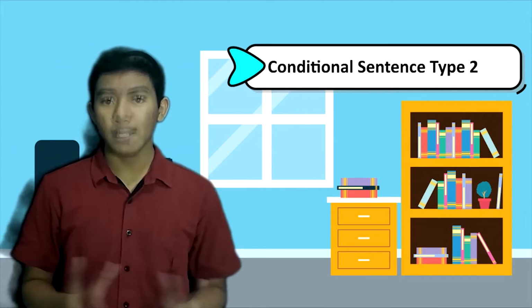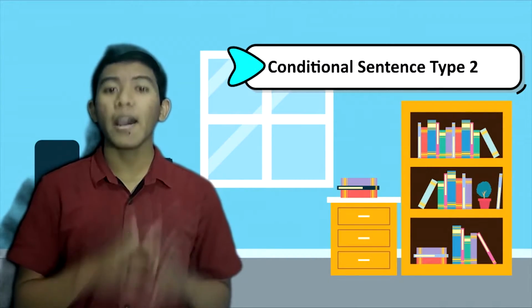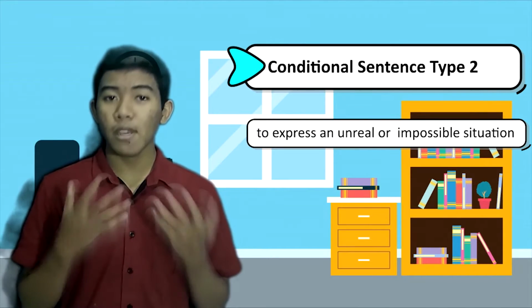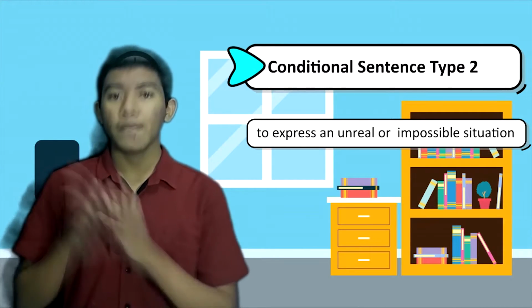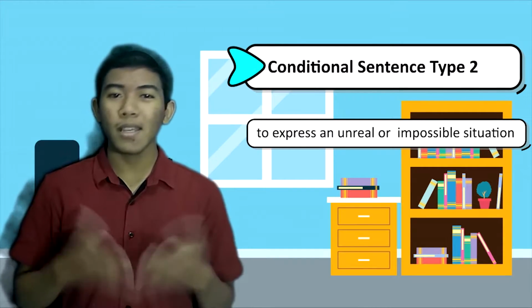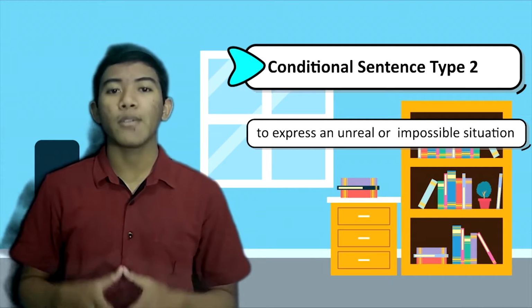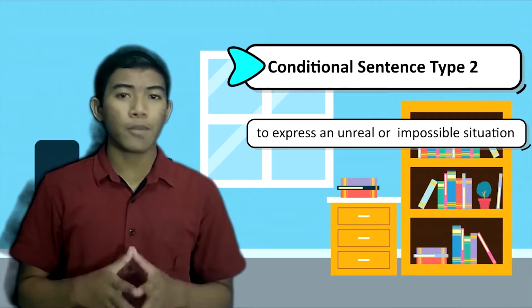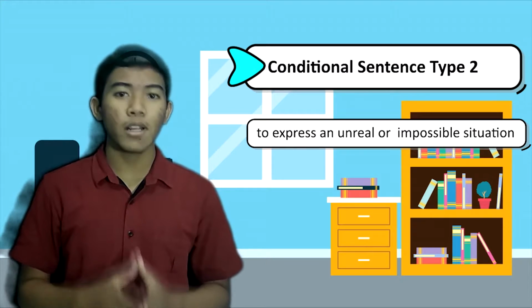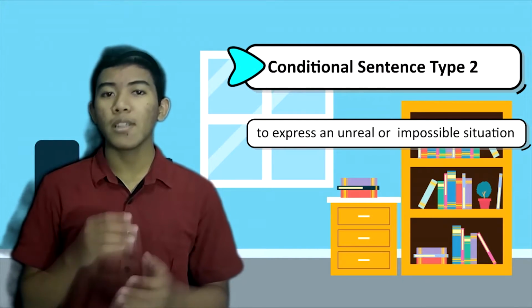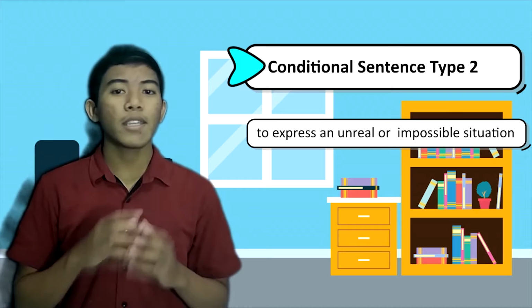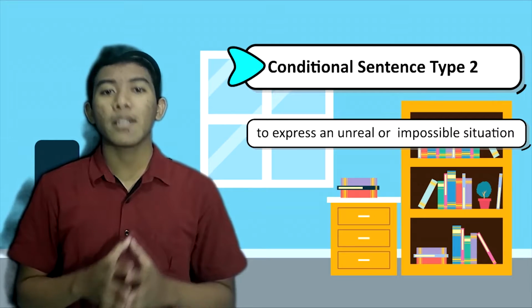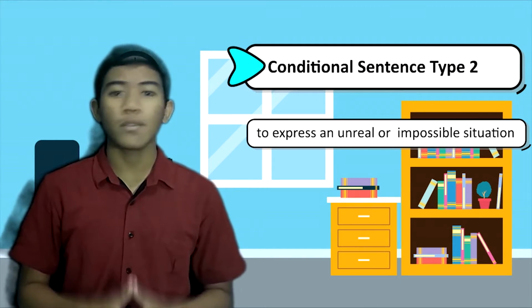This conditional sentence is used to express an unreal or impossible situation in the present or future. This conditional sentence tells about your daydreaming, because the probability of the situation occurring is close to 0, or equal to 0 if the situation is impossible to occur.